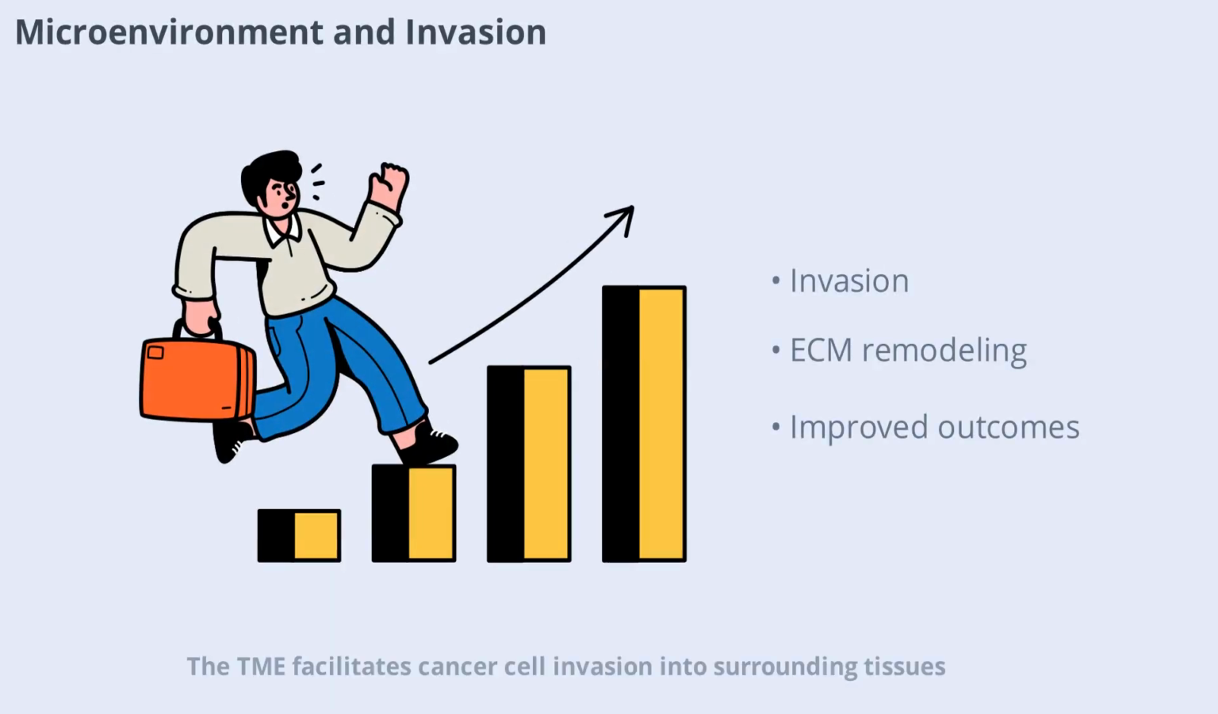The TME facilitates cancer cell invasion into surrounding tissues. ECM remodeling, signaling molecules, and cell interactions create pathways for invasion. Targeting these processes can limit tumor spread and improve outcomes.